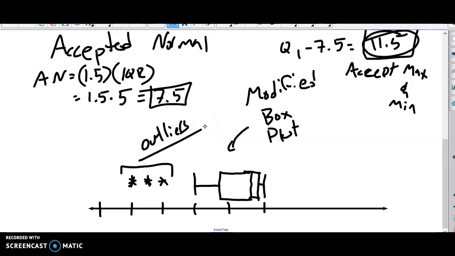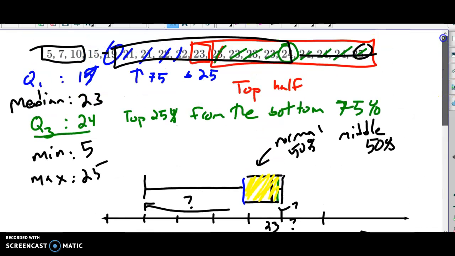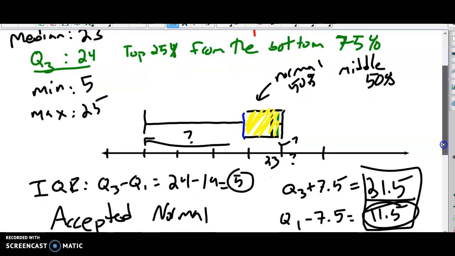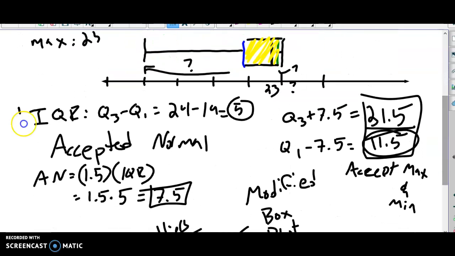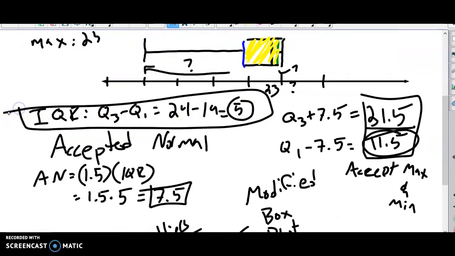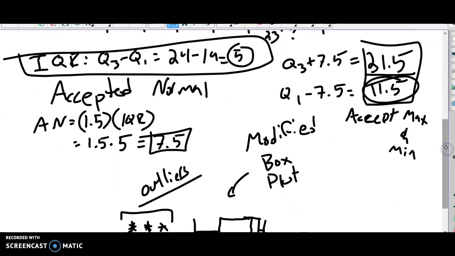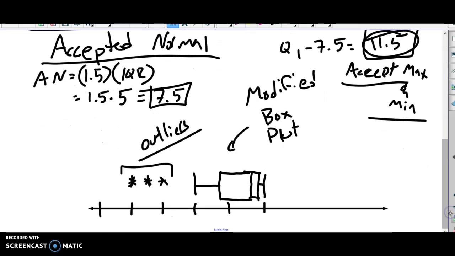All right, so what are my 30-second takeaways from this? One, don't forget about the median, Q1, and Q3. They separate the percentages that we're looking at: the middle 50, the top 75, the bottom 25. We can start using percentages to talk about those. Then max and mins, and how to build a box plot. The IQR is important. And then using the IQR to find the accepted normal, which gives me the accepted max and min, gives me my modified box plot.